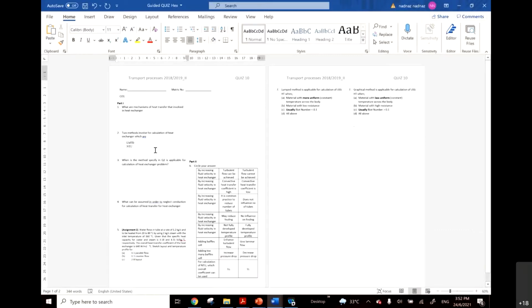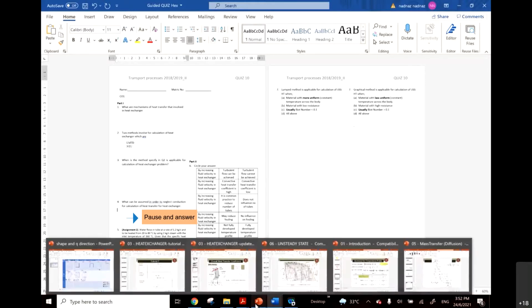Okay, so just now we mentioned that the heat transfer mechanisms involved in a heat exchanger are conduction, convection and radiation. Now, what can be assumed in order to neglect conduction for calculation of heat transfer for the heat exchanger? So what can we assume in order to neglect conduction for heat transfer?